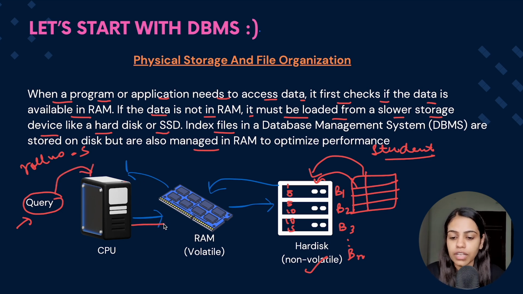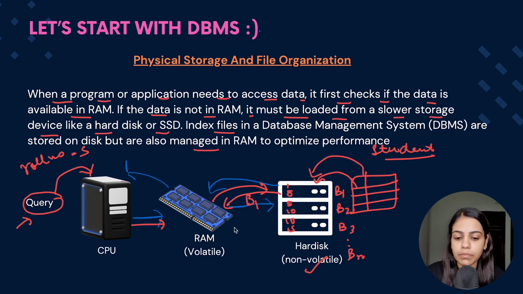Now what will happen once the CPU receives the query? It will make a call to the RAM and say that it wants the details of the student whose roll number is 5. Now RAM will call the hard disk, and the hard disk will give all the blocks one by one, first B1, then B2, then B3, and in these blocks it will search whether there is any student with roll number 5. Once it finds the student with roll number 5, it will take all the details and give them back to the CPU, and then we get the desired result.